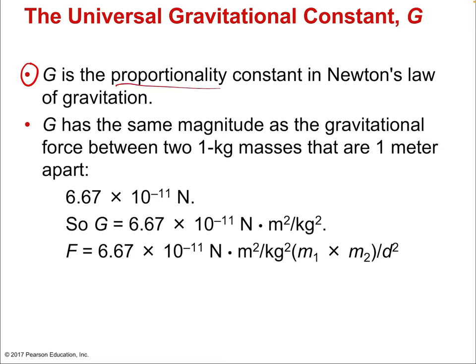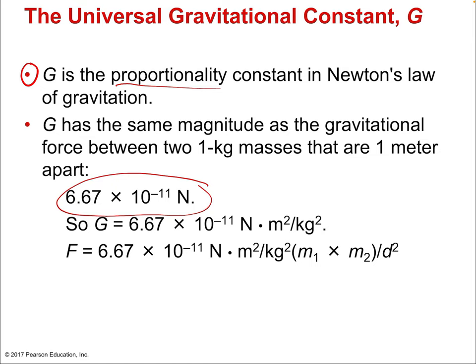It is a proportionality constant. That's why I call it a fitting constant. We don't know exactly where it comes from. There are some theories, but we know it works, and we know we can measure it. It has the same magnitude as the gravitational force between two 1-kilogram masses that are 1 meter apart, and the value is 6.67 times 10 to the negative 11.